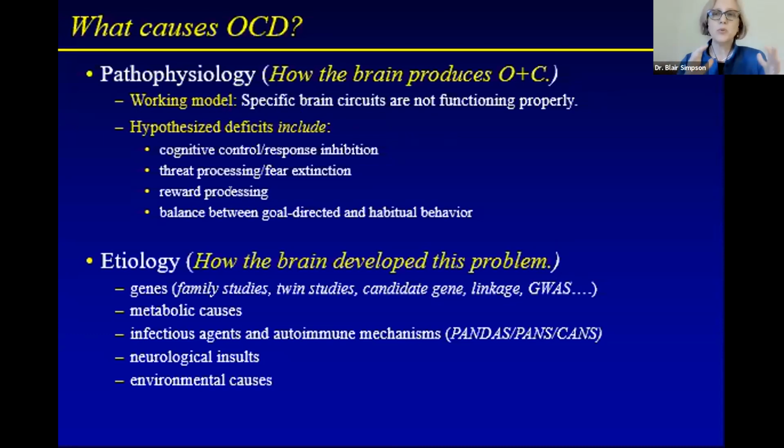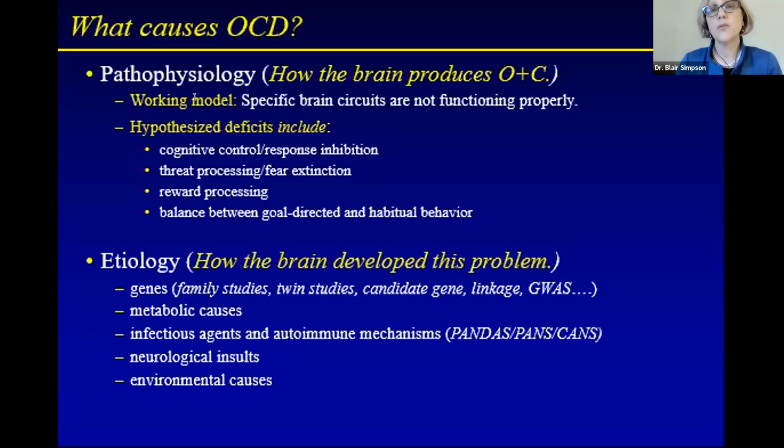But how the brain produces the behavior is a very different question than how the brain got like that in the first place. That second question, how did the brain develop this problem, is a question of etiology, fundamental etiology. And there, we're still working that problem out. There's some evidence that genes can put you at risk for OCD. There are certain metabolic causes. There's some data that certain infectious agents that can lead to autoimmune mechanisms can lead to new onset OCD. There's certainly data that very specific strokes in the wrong part of your brain can lead to new onset OCD, and also environmental causes as well, including trauma.